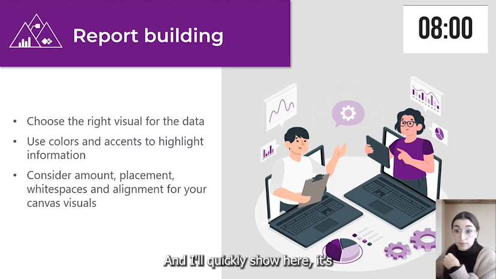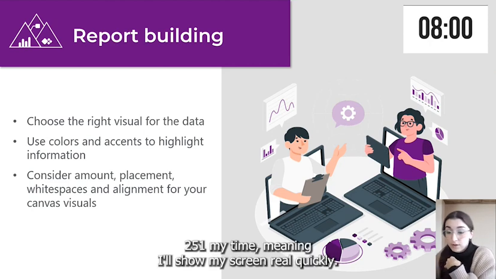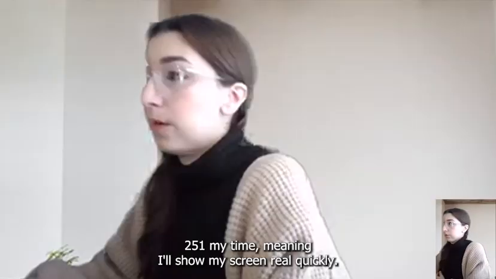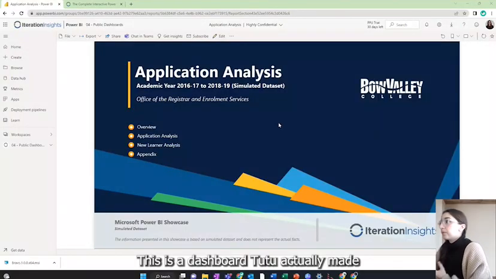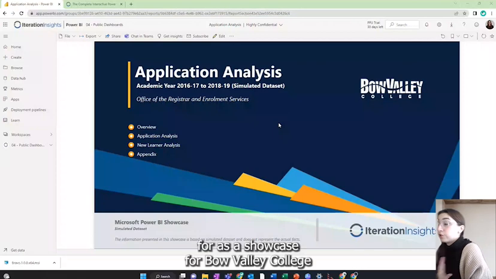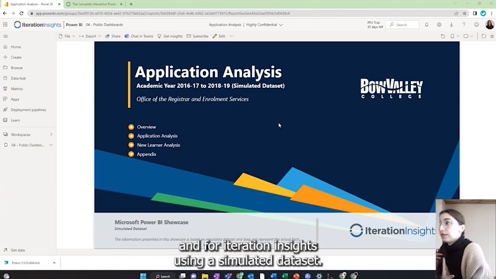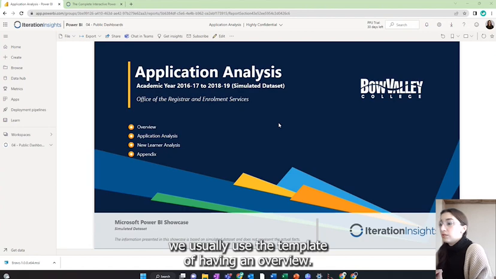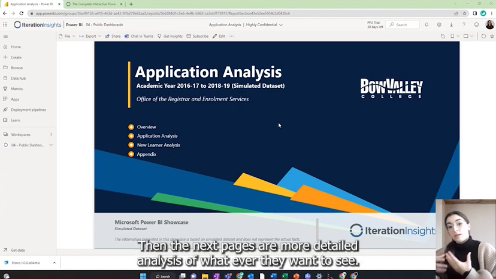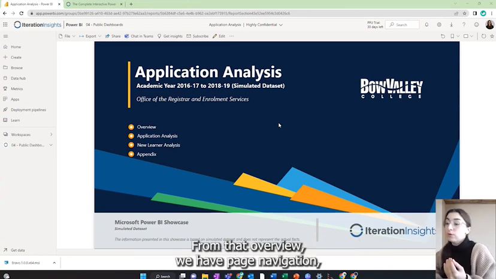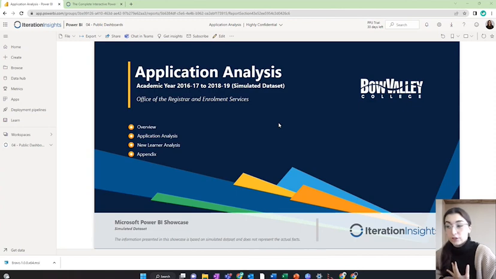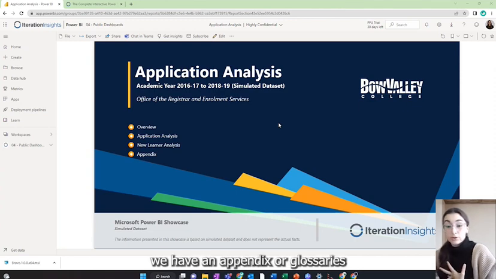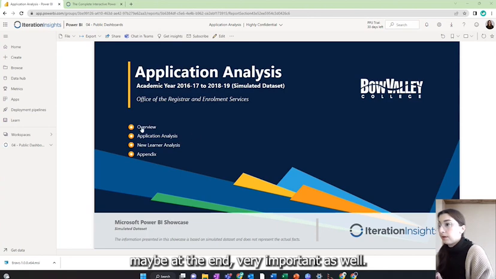And I'll quickly show here, it's 2:51, my timing. I'll show my screen real quickly. This is a dashboard Tutu actually made as a showcase for Bow Valley College and for Iteration Insights using a simulated data set. But just back to the idea of telling a story, we usually use the template of having an overview, then the next pages are more detailed analysis of whatever they want to see from that overview. We have page navigation. We have an appendix or glossaries maybe at the end, very important as well.